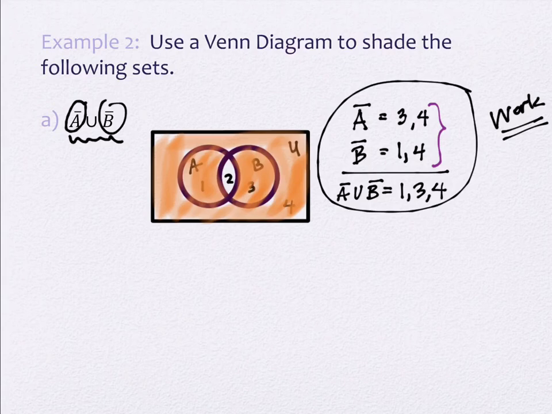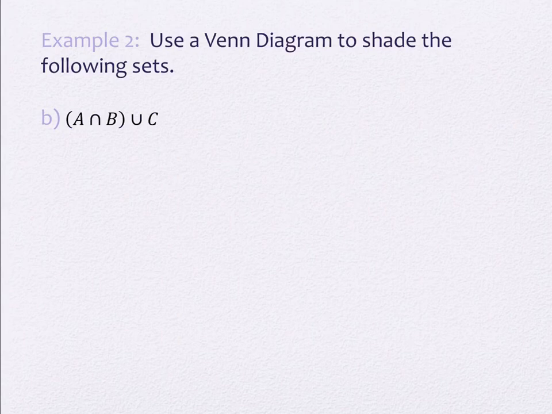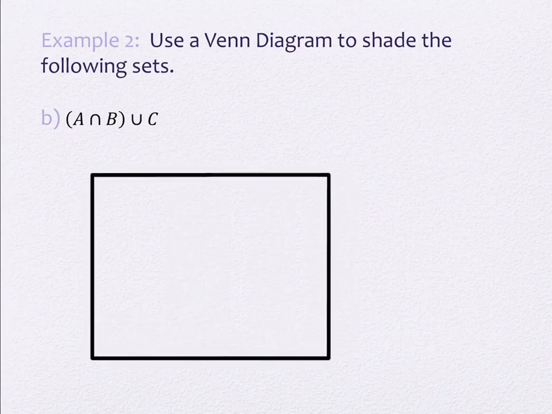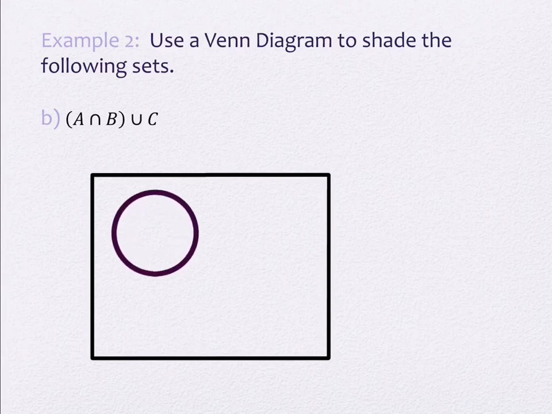Everybody good? So we're going to practice another one with 3 circles now. Okay, draw a Venn diagram. Your Venn diagram needs to have as many circles as you have distinct letters. So in this case, I have 3 circles.